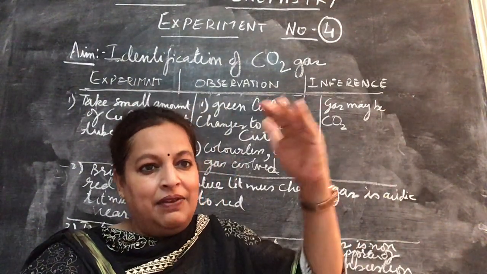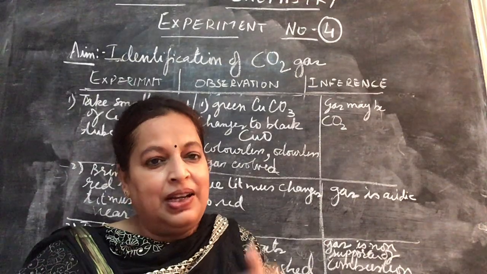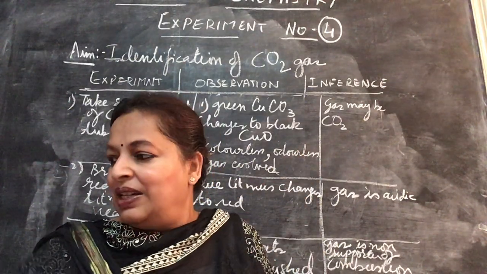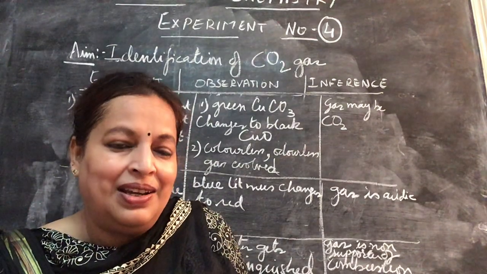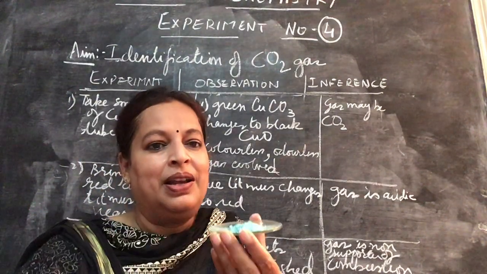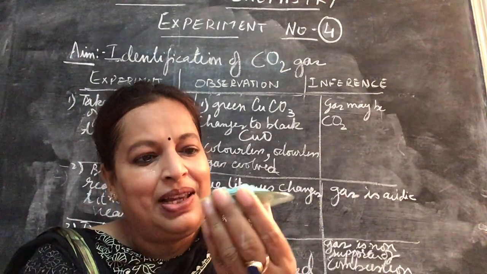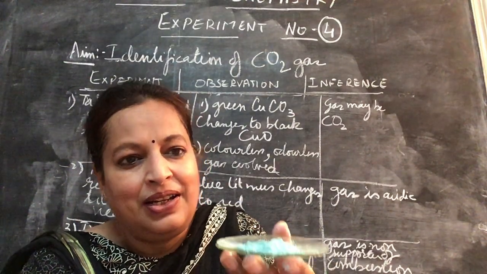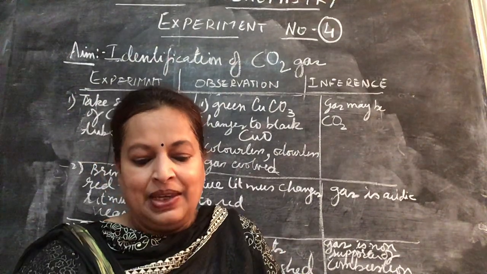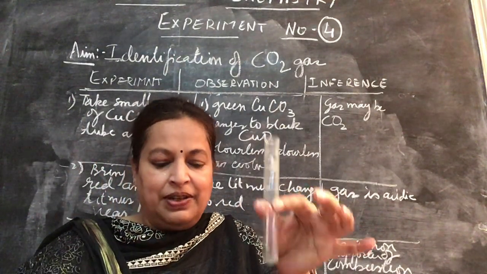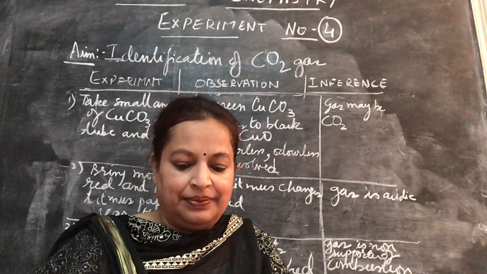Then we have calcium to copper carbonate, magnesium carbonate, aluminum carbonate and all. So I am taking copper carbonate today to show you the preparation of carbon dioxide. Copper salts are usually colored and copper carbonate is pale green in color, right? So this is the green color of copper carbonate. I'll take it in a dry test tube, and with the help of a spatula, I'll take it in that.